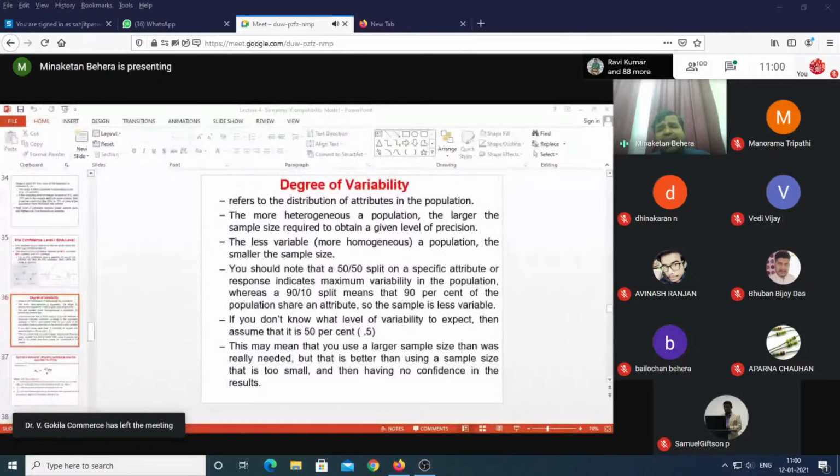Now another is convenience sampling and purposive sampling. I already explained, Rajeshji. Generally, convenience means convenience to the researcher.